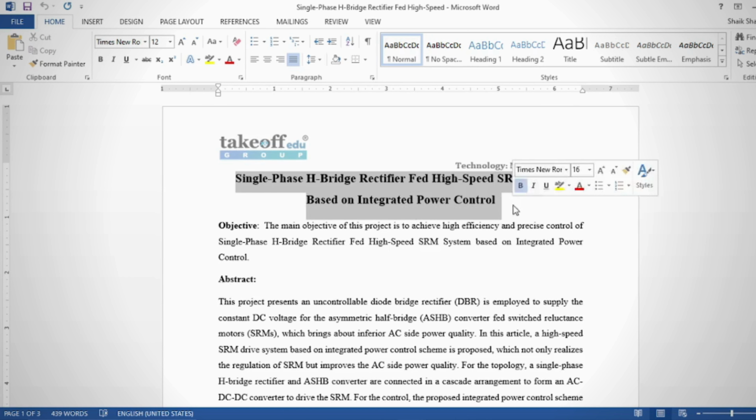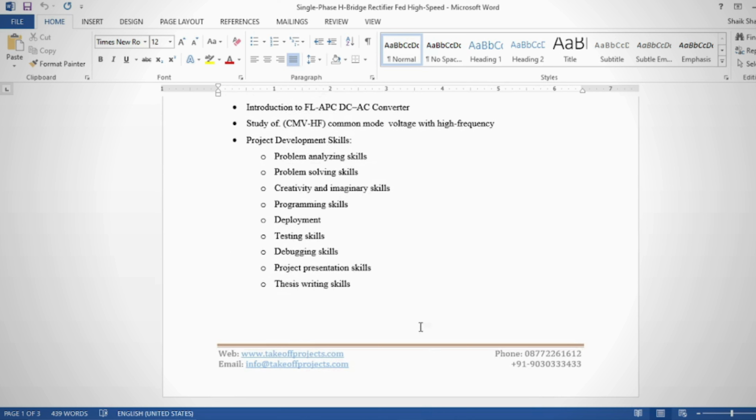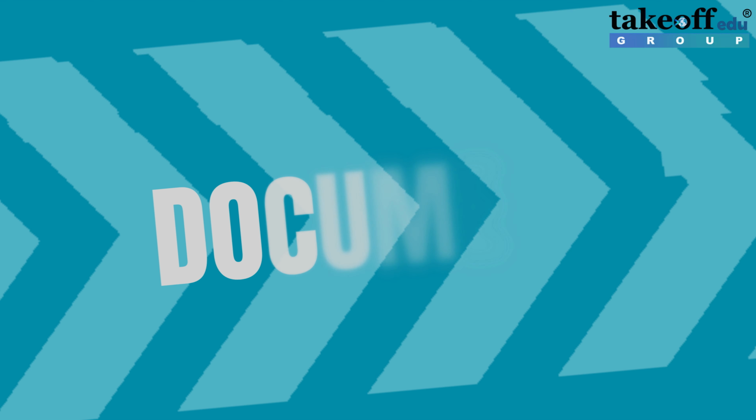In this project, a single-phase H-bridge rectifier fed high-speed switched reluctance motor (SRM) system is implemented through integrated power control. This involves improving power quality by optimizing the single-phase H-bridge rectifier, enabling high-speed SRM operation while ensuring stability and implementing an integrated control system.